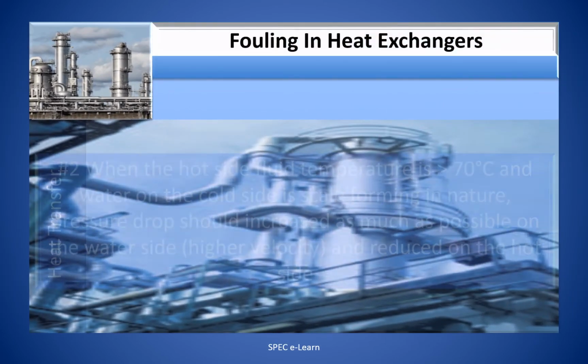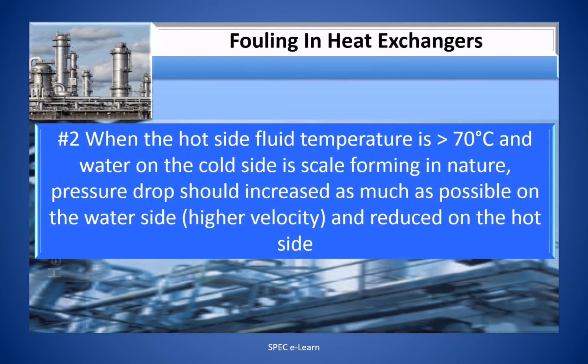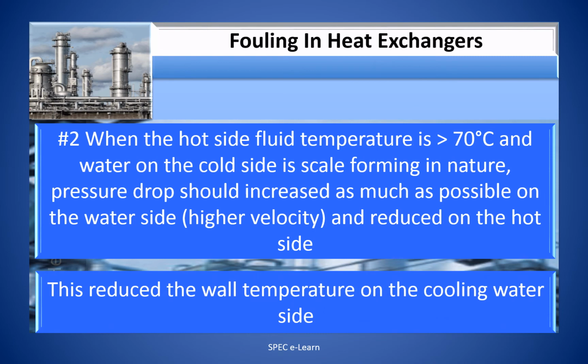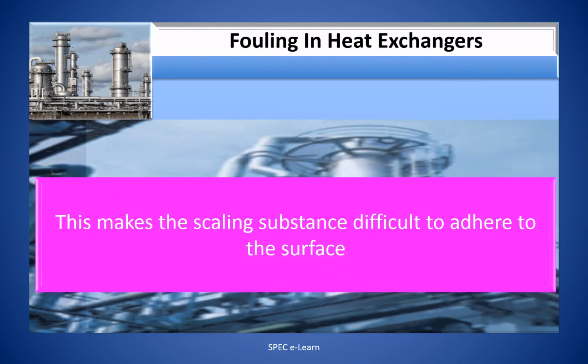Design consideration 2. When the hot side fluid temperature is greater than 70 degrees centigrade and water on the cold side is scale forming in nature, pressure drops should be increased as much as possible on the water side, that is high velocity, and reduced on the hot side. This reduces the water temperature on the cooling water side. This makes scaling substance difficult to adhere to the surface.